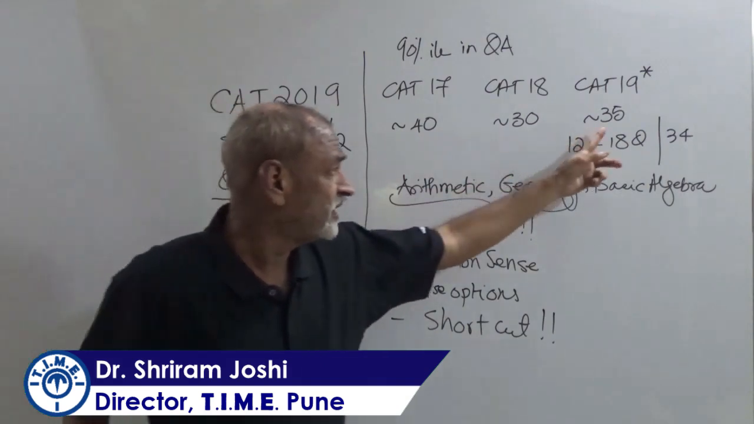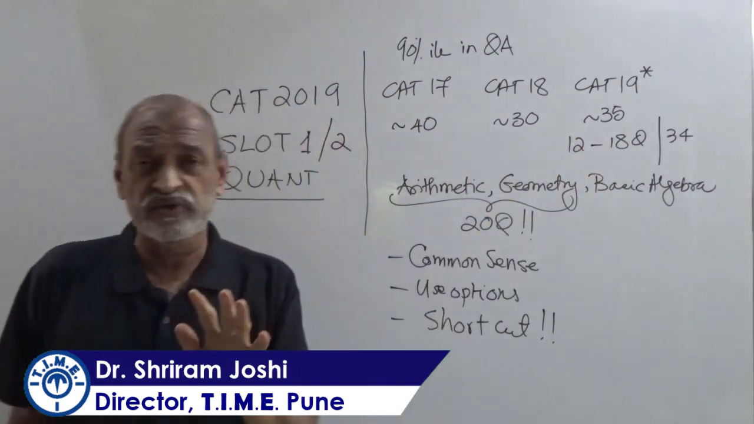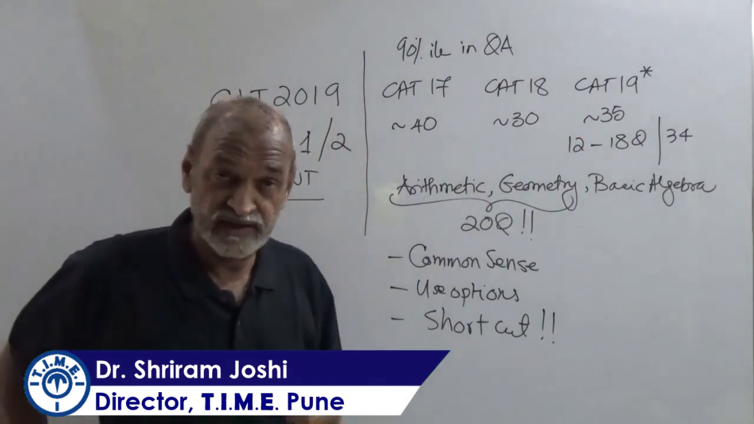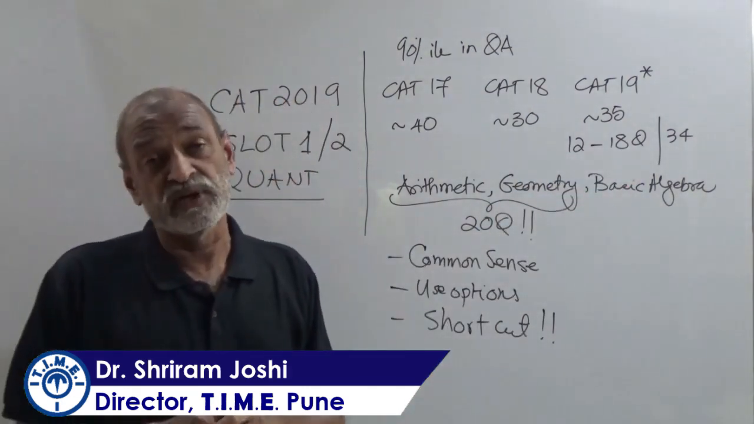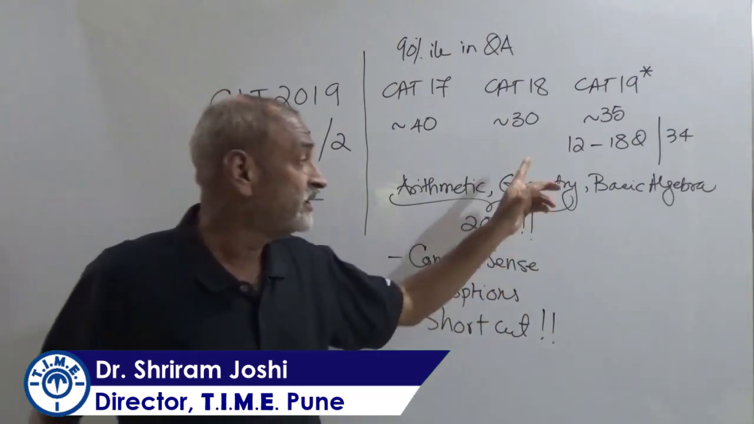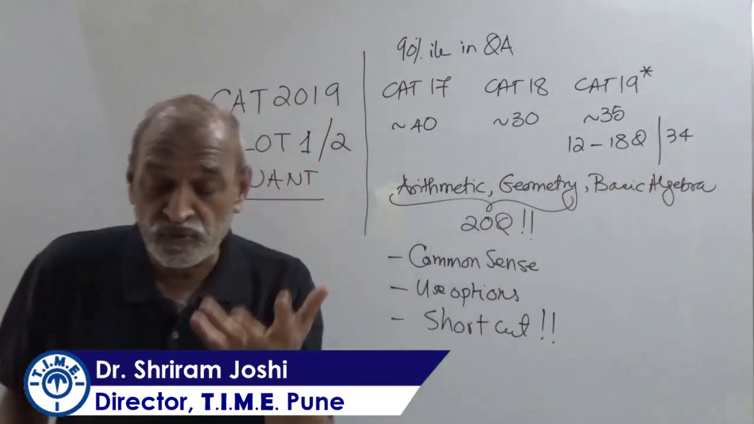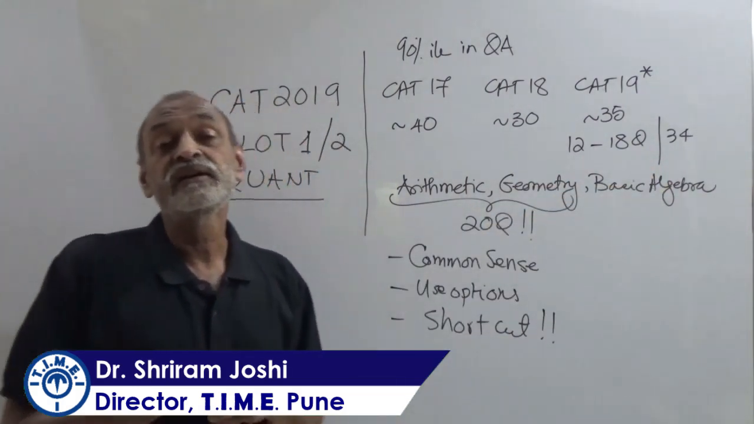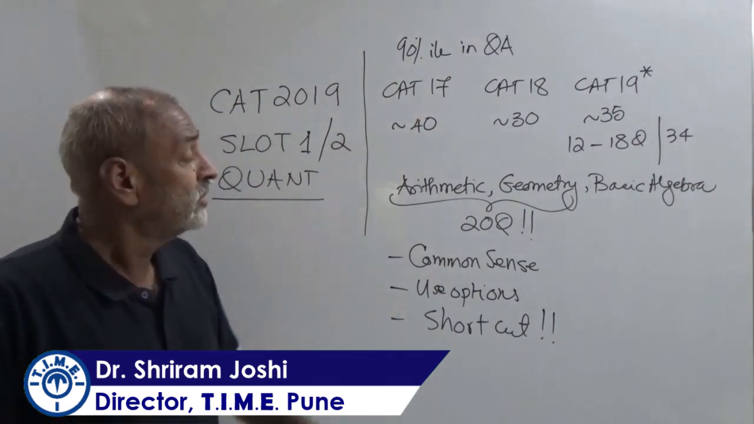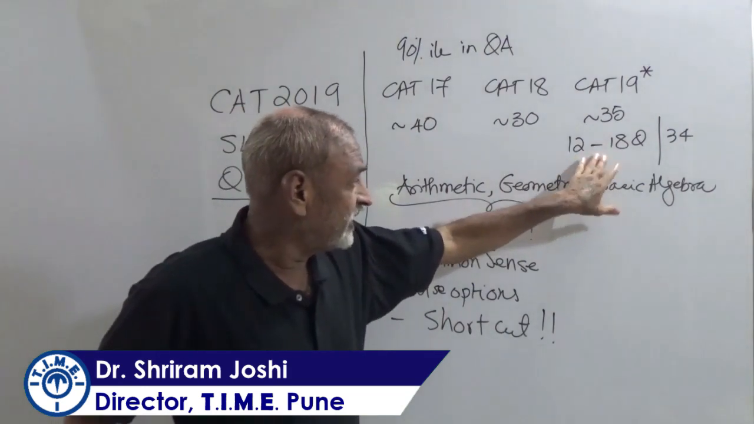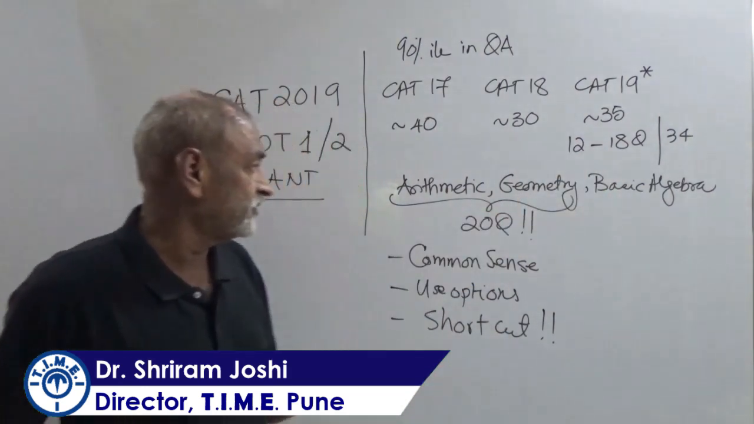What does this mean? 35 marks means if you attempted 12 questions and all correct, you would have cleared that. Or if you attempted 17, 18 questions with reasonable accuracy, please understand, these many questions out of 34 total, you would be there in terms of 90 percentile. So we needed to attempt, let us say, 16 to 18 questions out of 34.